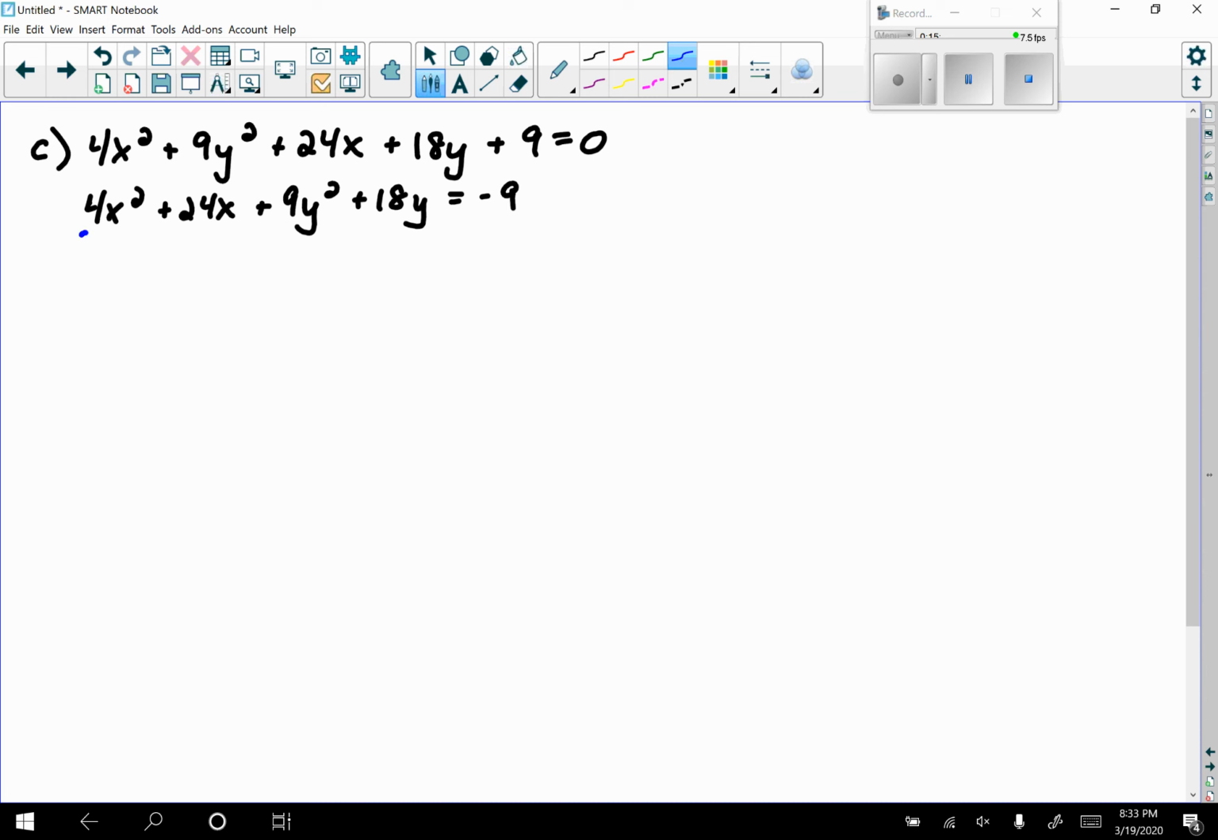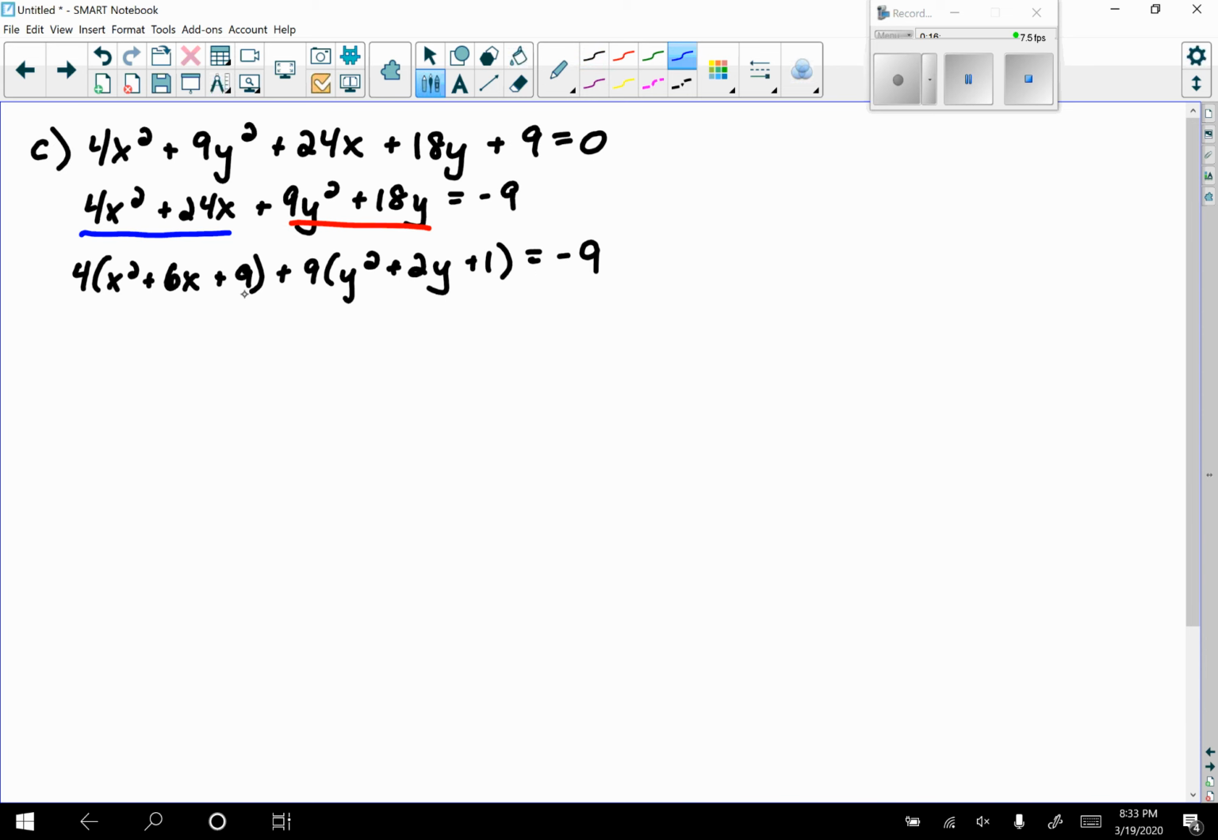All right, our first step again is we need to factor out that 4. So we're going to have a 4 and then an x squared plus 6x. To complete the square, half of 6 is 3. 3 squared, I'm going to be adding a 9. Then next, I want to factor out a 9 from the next two terms. So in doing so, I get a y squared plus a 2y. Half of 2 is 1. 1 squared is 1. Now I have to figure out what exactly we added here.